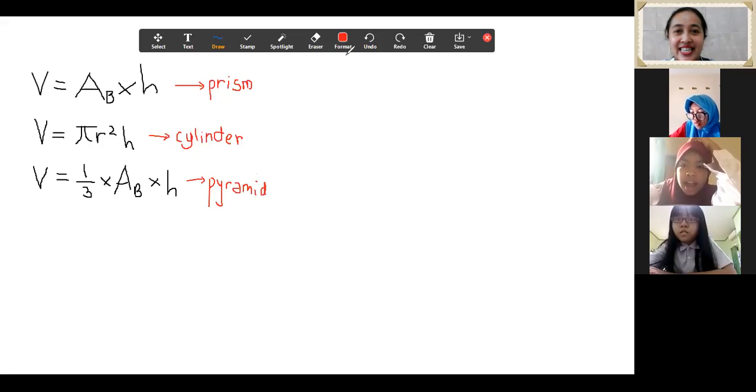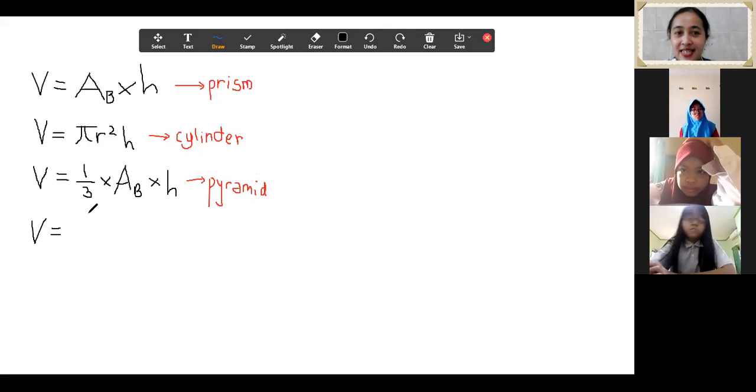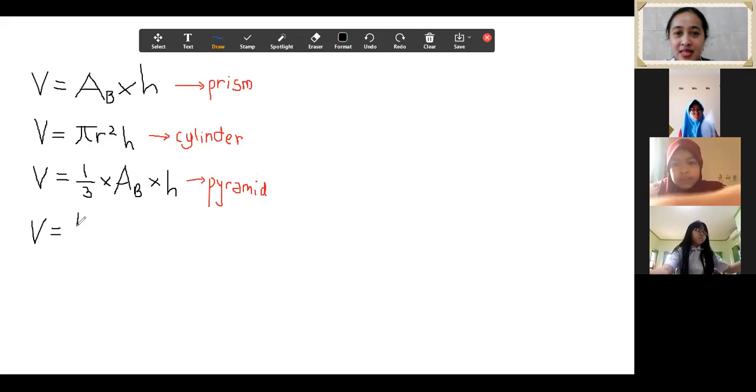That's right. Now how to find the volume of a cone? Of course, it's just like when we are finding the volume of a cylinder, but we have to multiply it with 1/3.